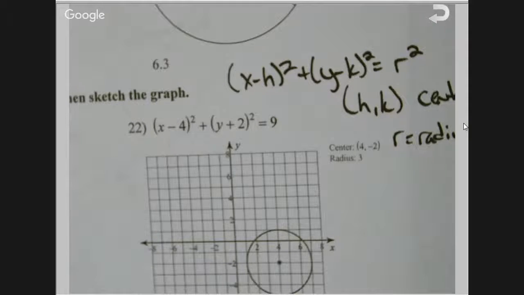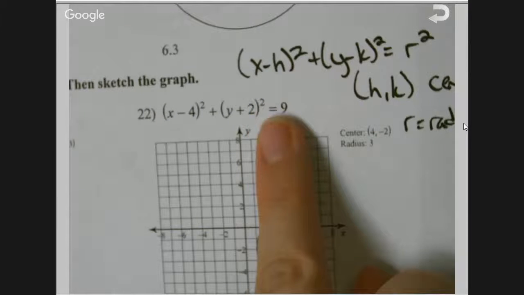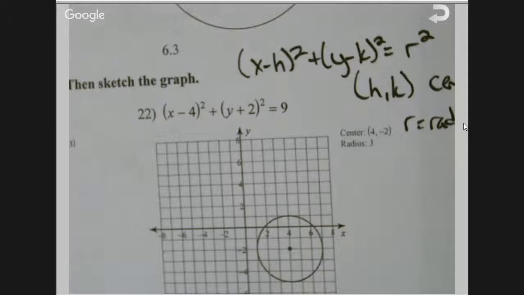So when I look at number 22 and I'm trying to find the center, which I know the answer is right there because I gave you the answer key, you're going to switch the signs. You pull out 4 and it becomes positive, and then the 2 becomes a -2. So my center was at 4, -2. My radius is whatever the square root of this is. So 9 becomes 3 in that case. Are there questions about that?